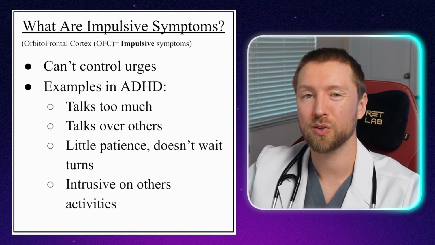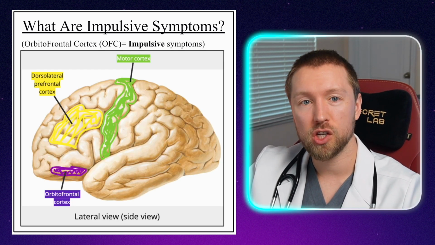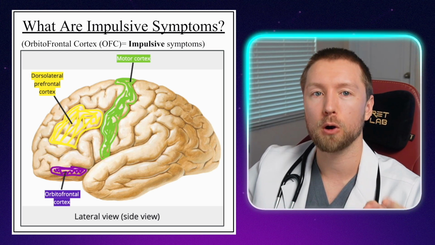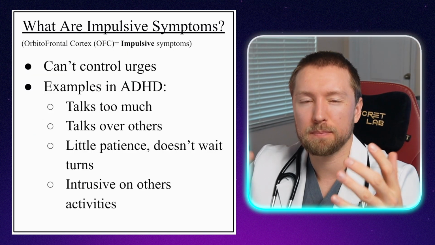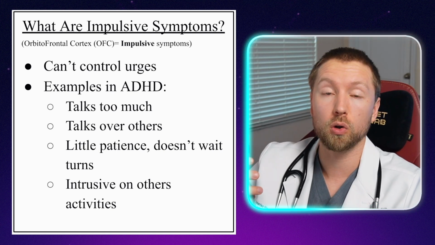Now, what are impulsive symptoms? What's impulsivity? Well, first of all, impulsivity in ADHD comes from the orbital frontal cortex, which is the one in purple right there in the brain. And what does impulsivity look like in ADHD? Well, it looks like not being able to control urges.